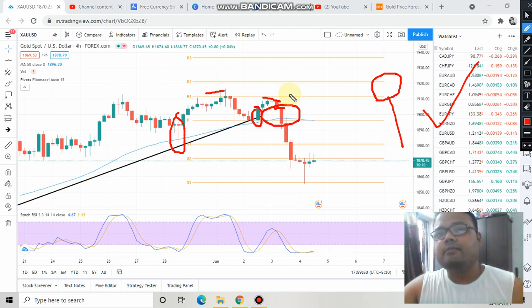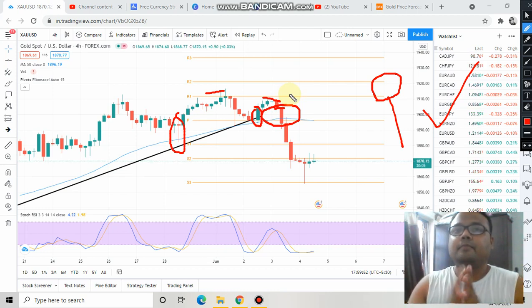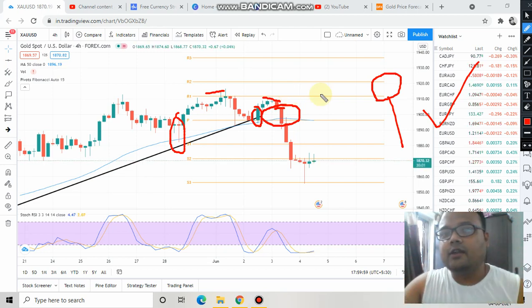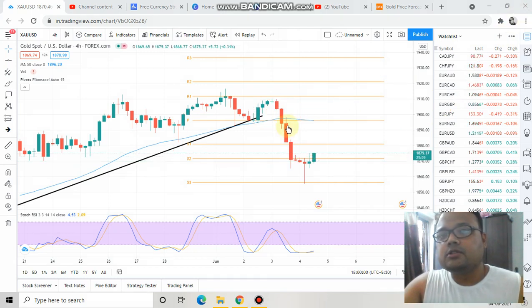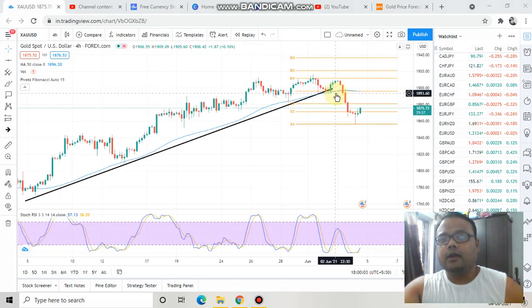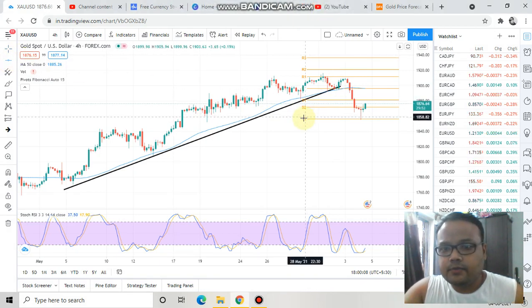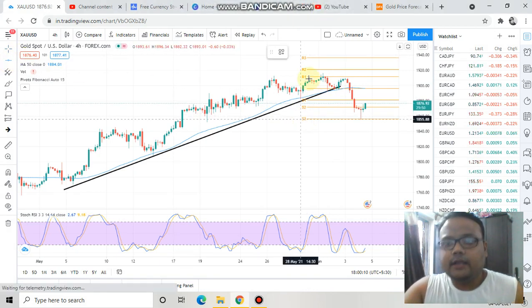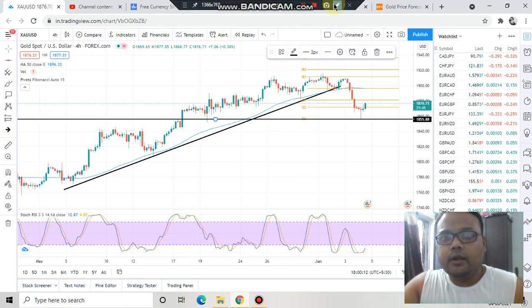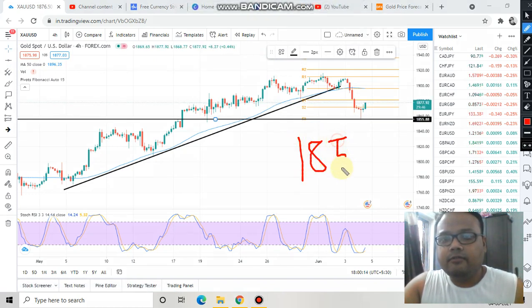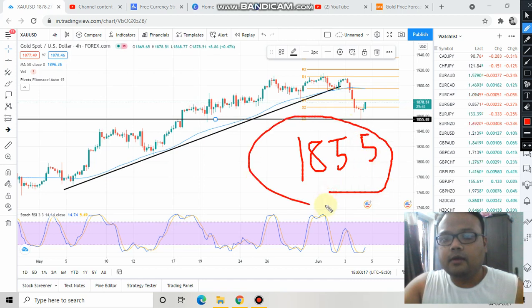So this was the confirmation that yes, the uptrend of gold USD is almost over and something bad is going to happen. After that, we could see that there was a huge sell-off on the gold chart. After that, the market came down and took support at this price level, the 1855 support level. Right now we can see that after taking support here, the market is trying to go up.